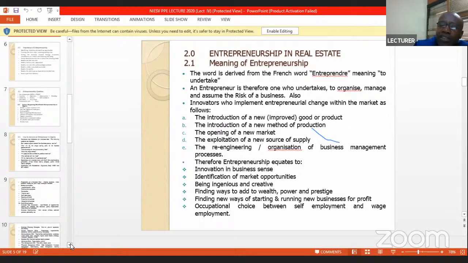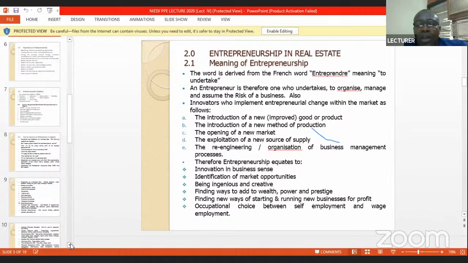With the improvement in technology, technology helps us to produce faster and to come up with better products. So a good entrepreneur can develop a new method of manufacturing a product. An entrepreneur can also be a person who opens a new market. What do I mean by opening a new market? Opening a new line of marketing, a new way of marketing. So these are areas where entrepreneurs can be recognized.